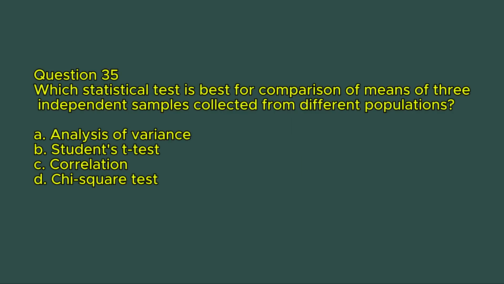Question 35. Which statistical test is best for comparison of means of 3 independent samples collected from different populations? A. Analysis of variance. B. Student's t-test. C. Correlation. D. Chi-square test.